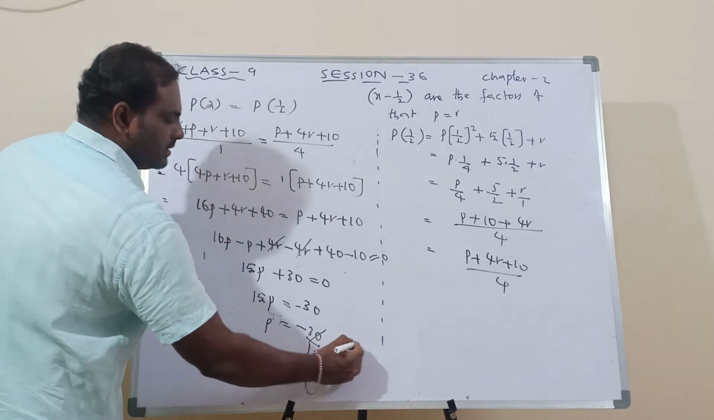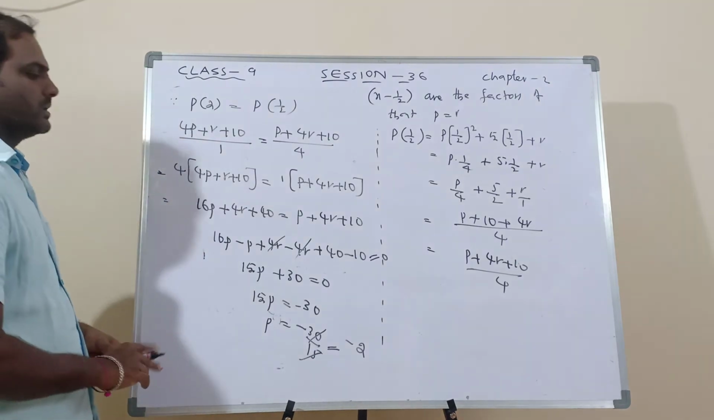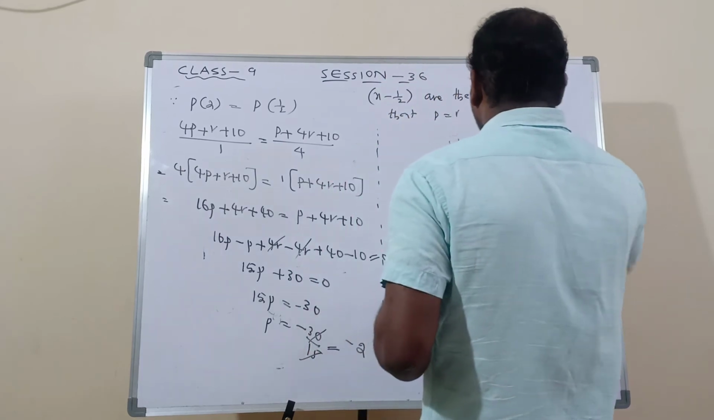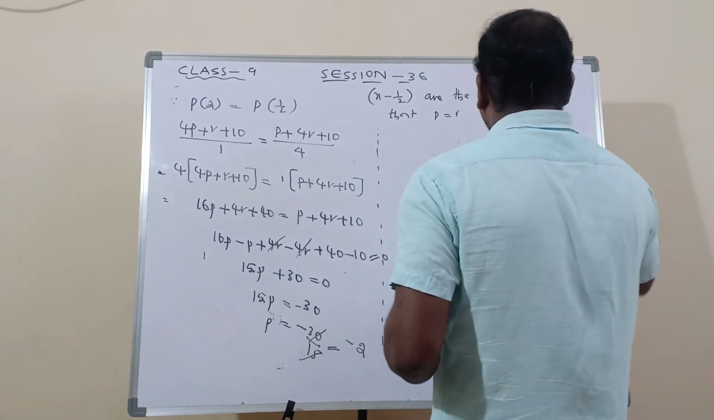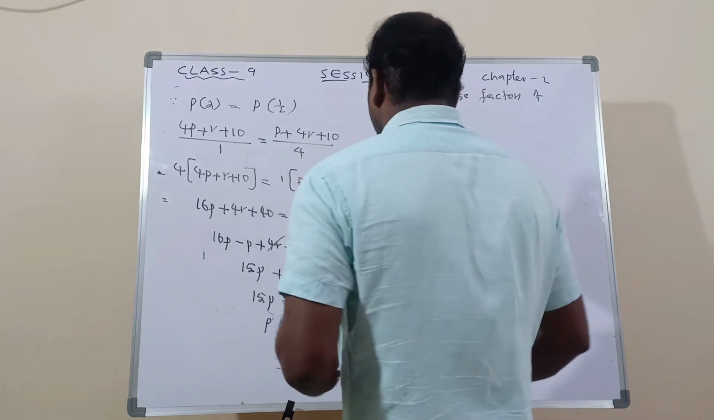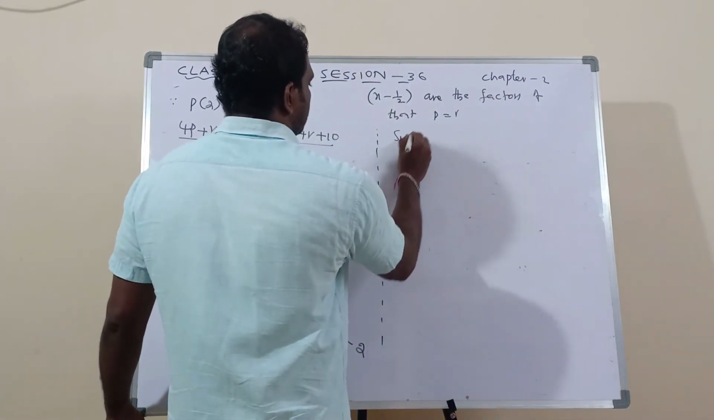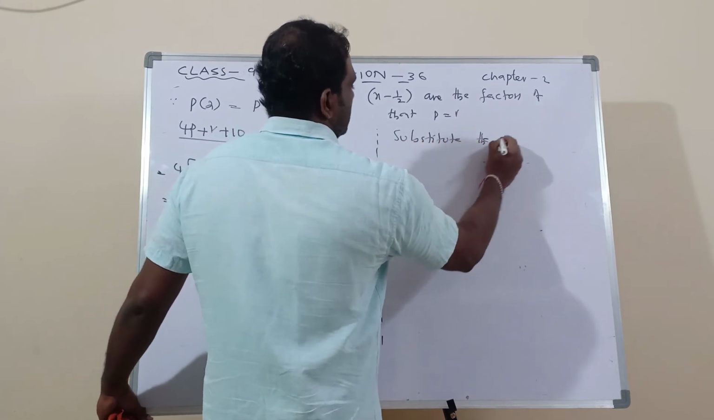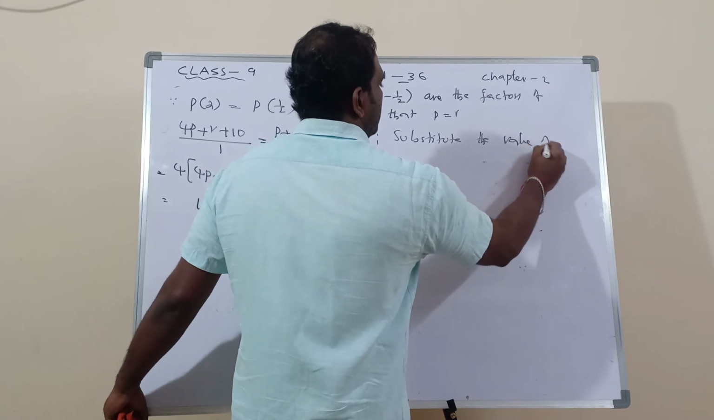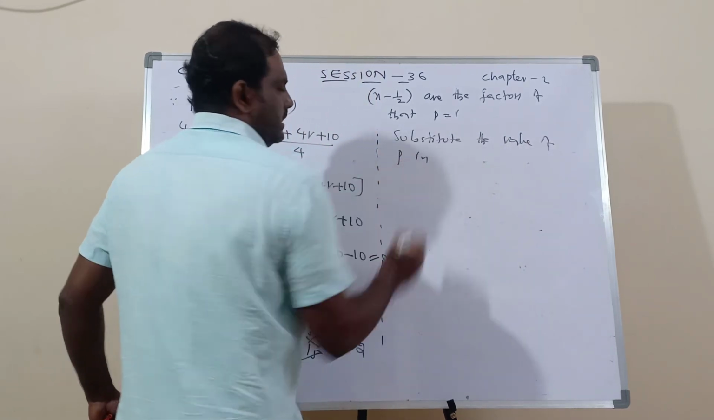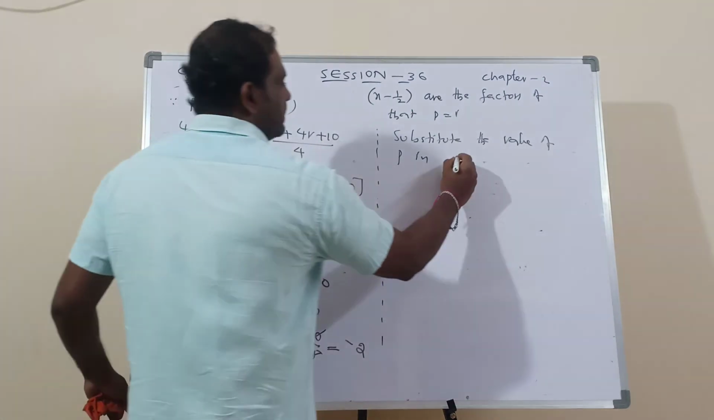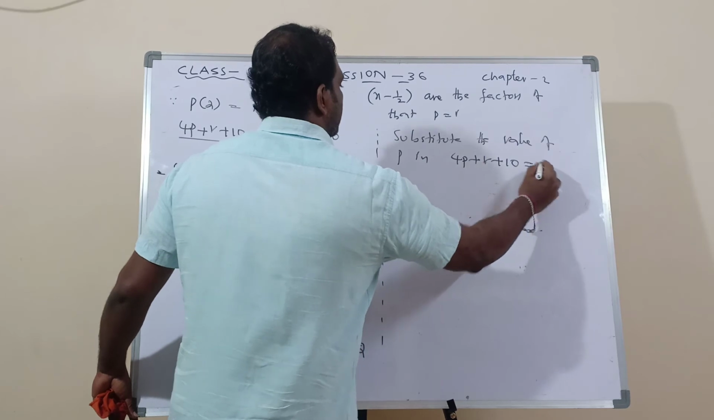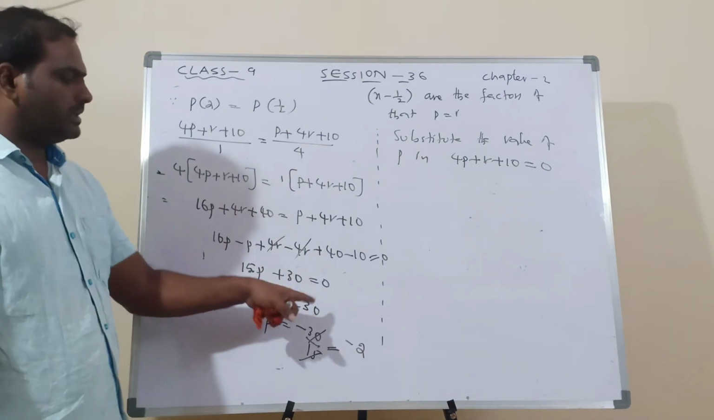How many times do we know? P is equal to minus 2. So we got the value of p. Now I will substitute this value in any one of the equations. So substitute the value of p in this equation. I am taking this equation 4p plus r plus 10 is equal to 0. I have to take it as equal to 0.